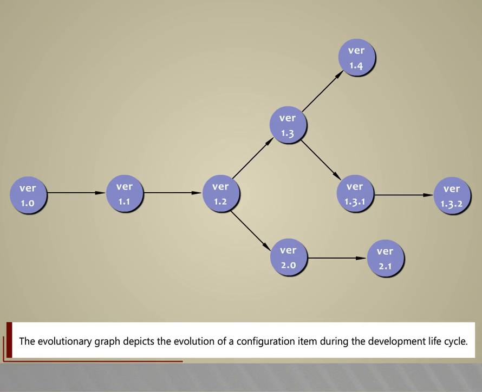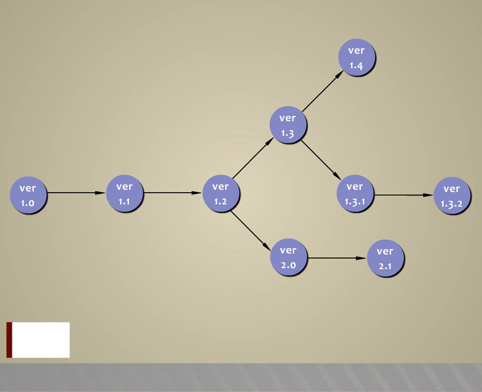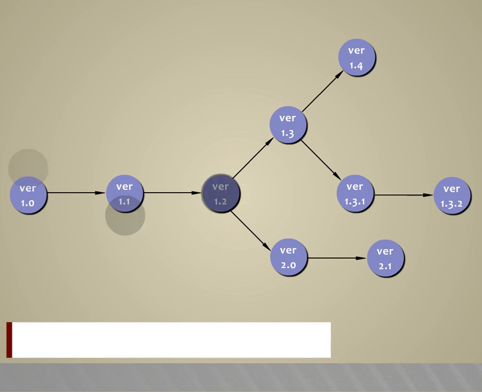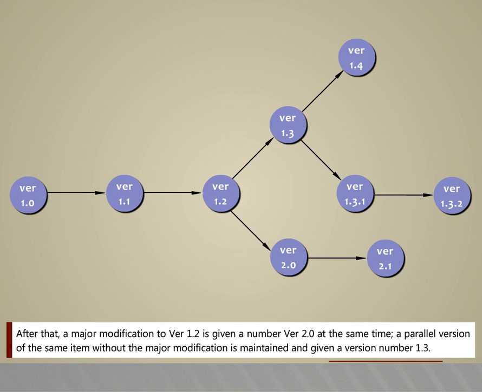The evolutionary graph depicts the evolution of a configuration item during the development lifecycle. The initial version of the item is given by version number VER 1.0. The subsequent changes to the item, which could be mostly fixing bugs or adding minor functionality, is given as version 1.1 and version 1.2. After that, a major modification to version 1.2 is given a number version 2.0. At the same time, a parallel version of the same item without the major modification is maintained and given a version number 1.3.